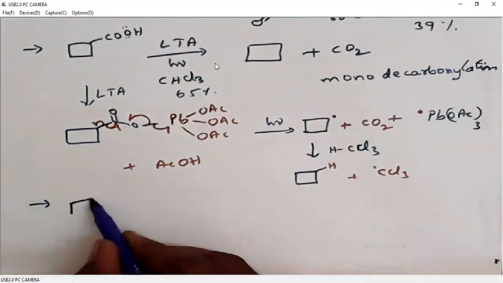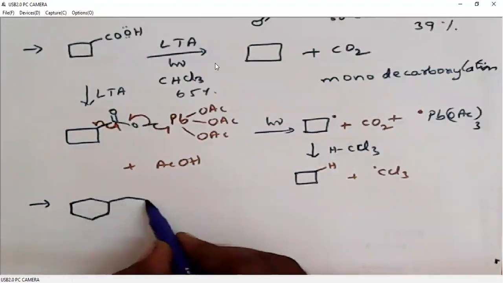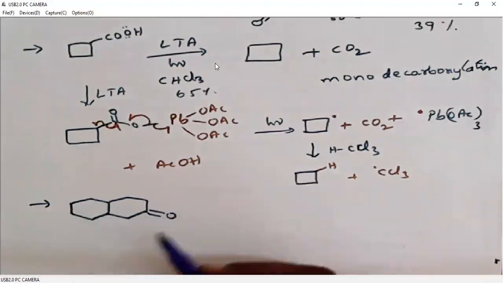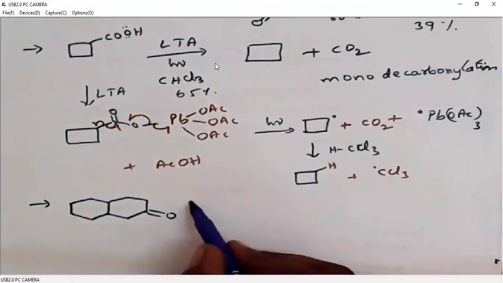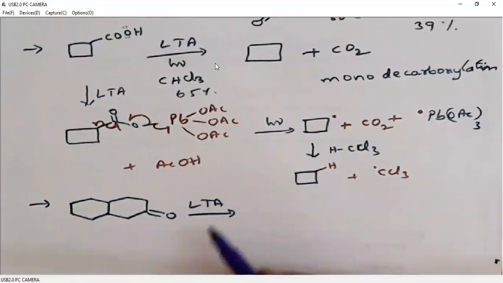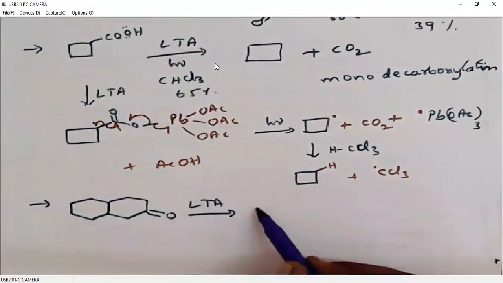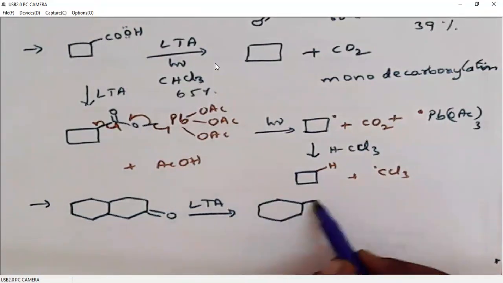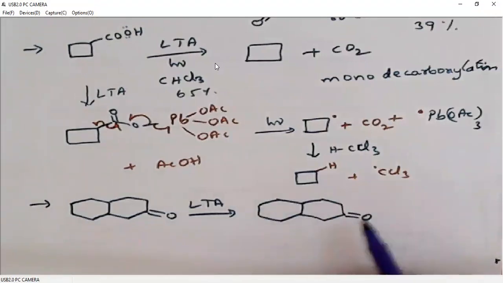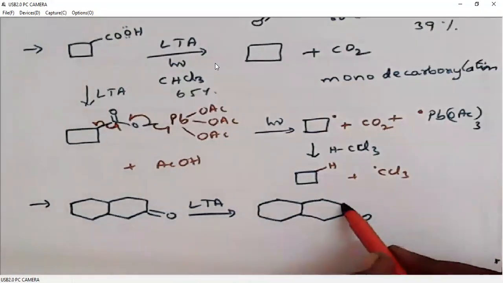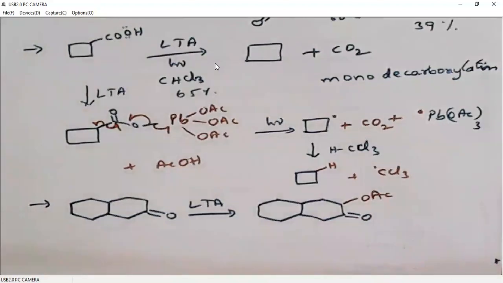In the next example, we will see the generation of an orthoacetate from a carbonyl compound. When this carbonyl compound is treated with LTA, what does it generate? It generates an OAc here. So that can be hydrolyzed to give an alpha-hydroxy ketone. I will explain the mechanism.